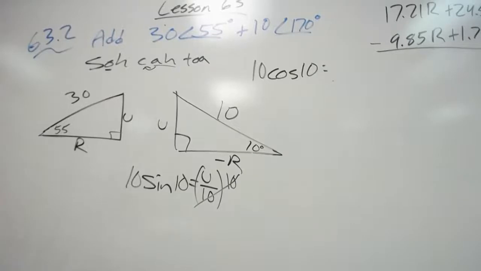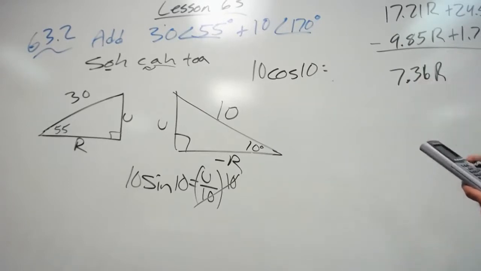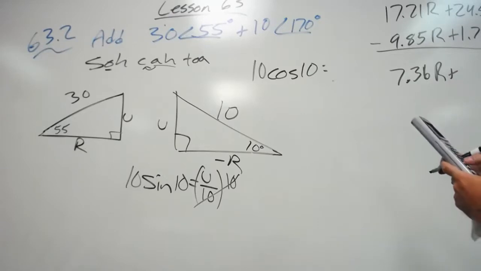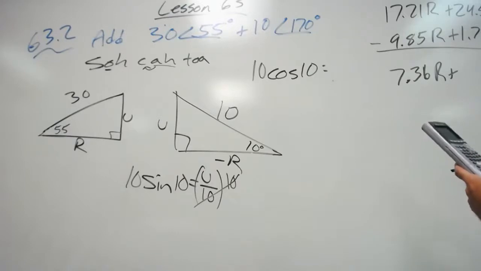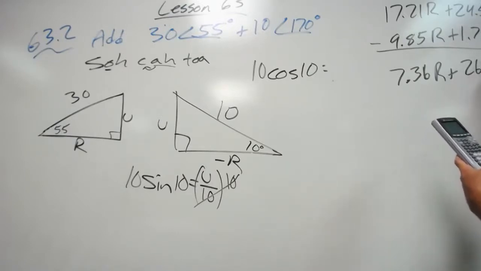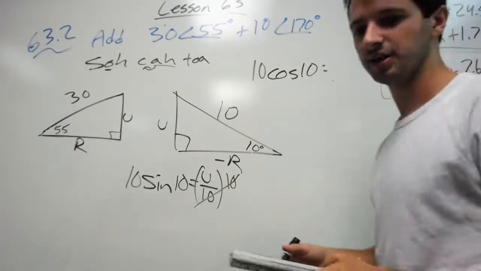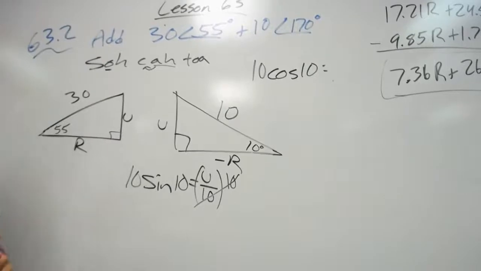So we get 17.21 minus 9.85, 7.36 r, plus 24.57 plus 1.74, 26.31 u. There's our answer, and that is how you do addition of vectors. You've got to get them in rectangular form and then add them together.